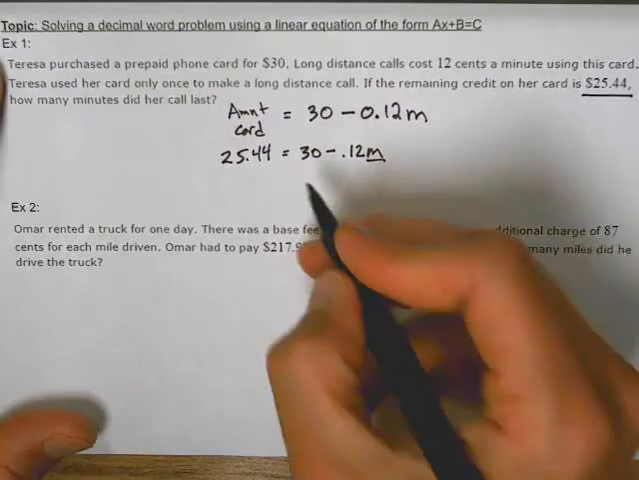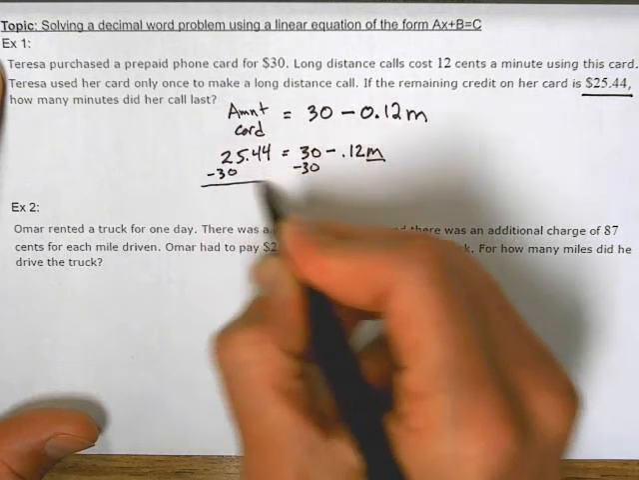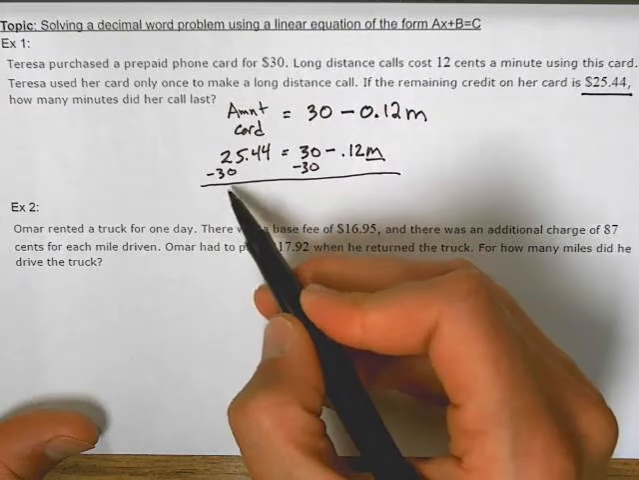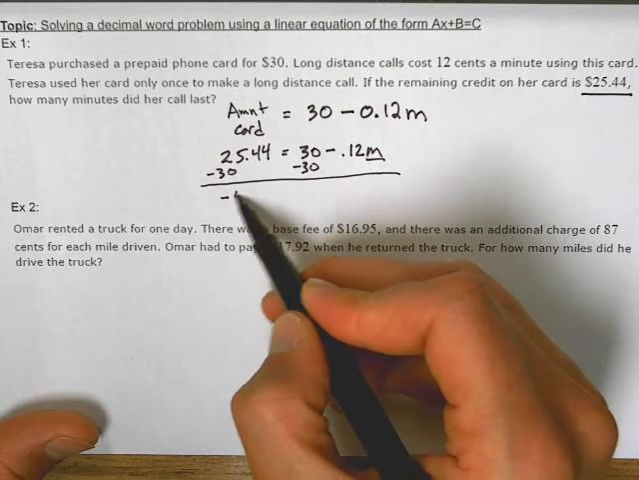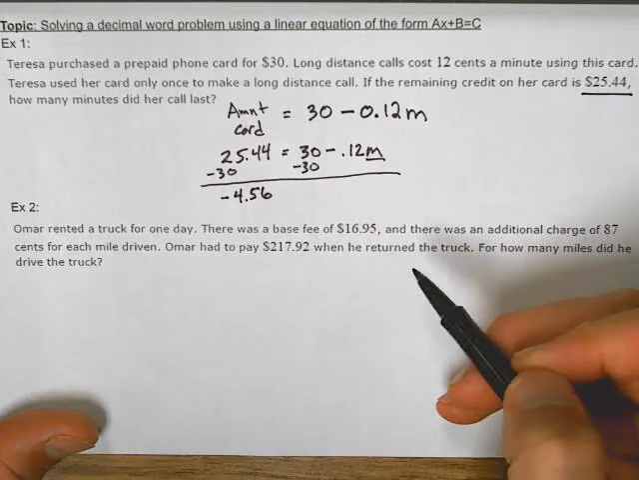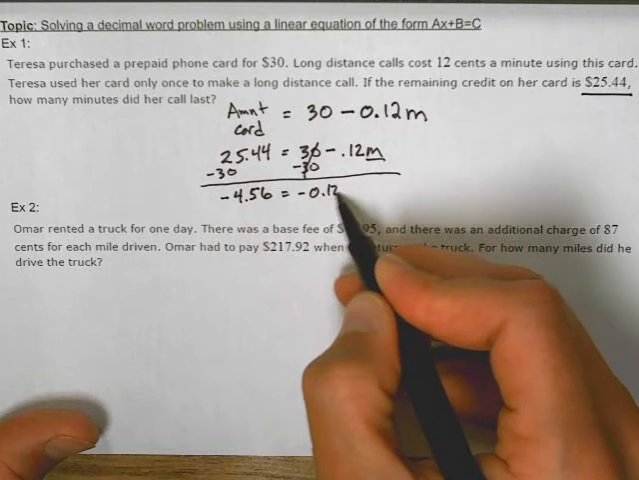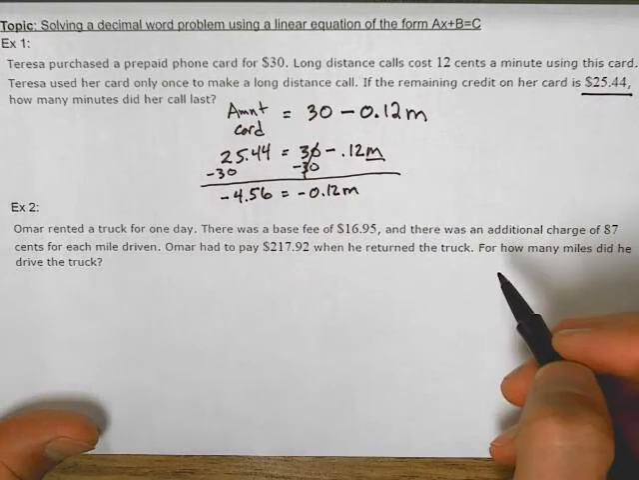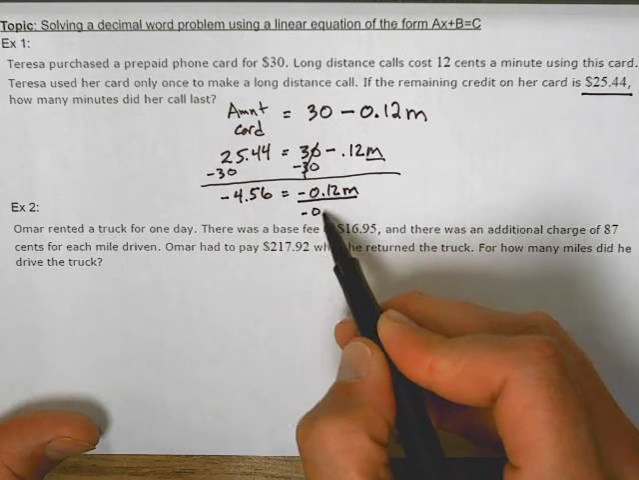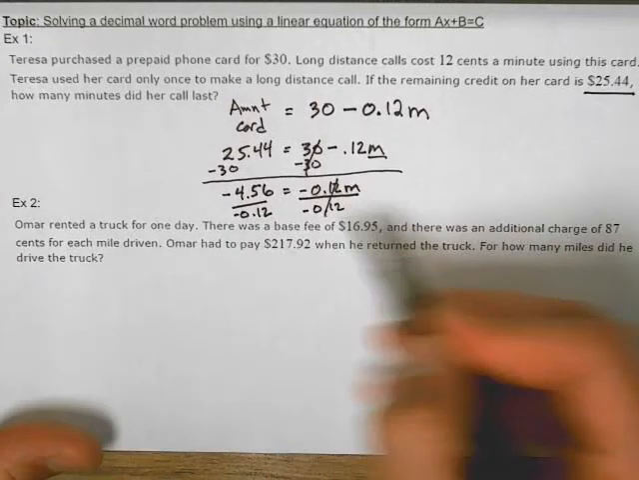So the first thing to do would be to subtract the 30 from both sides. And if we do 25.44 minus 30, that's going to be a negative $4.56. And that would be equal to negative 0.12 times M. Now what I have to do is divide both sides by the negative 0.12 to find out how many minutes that is.